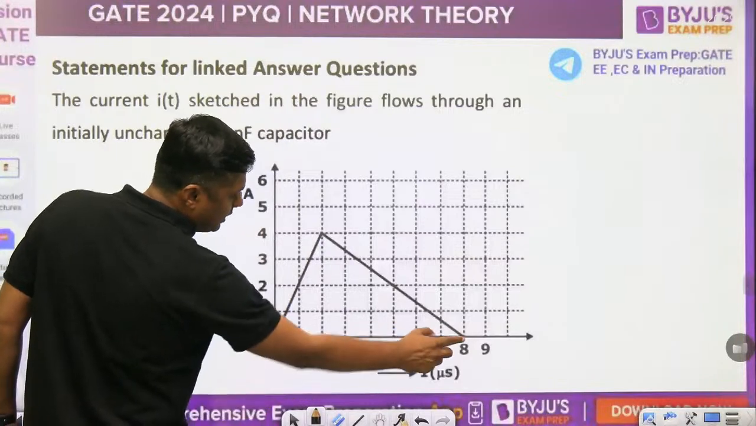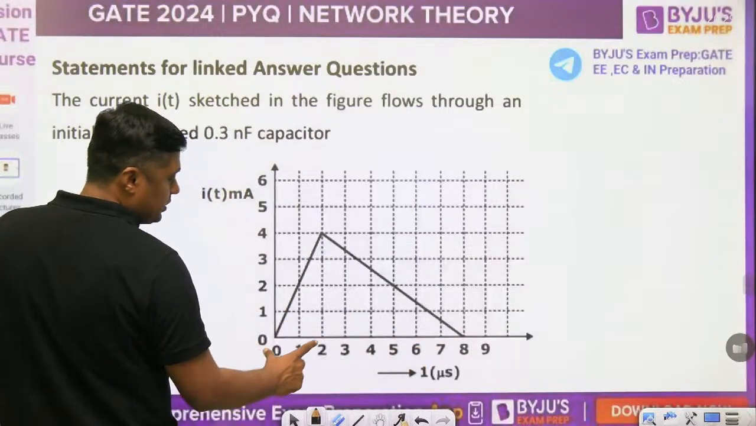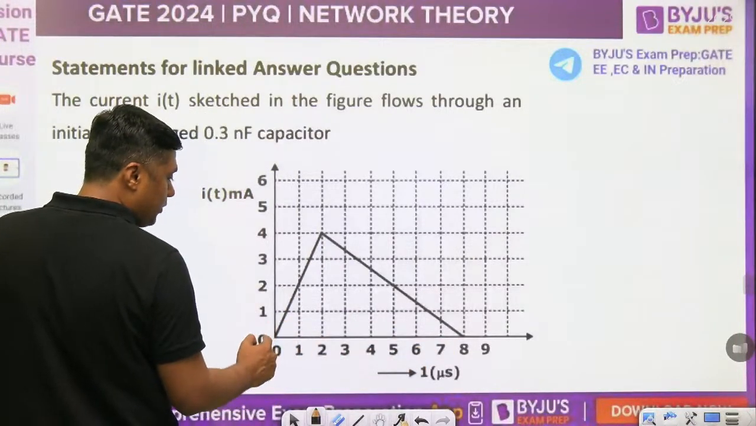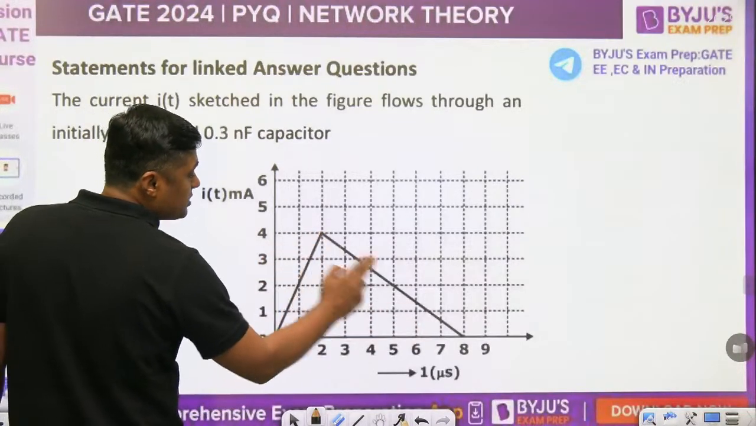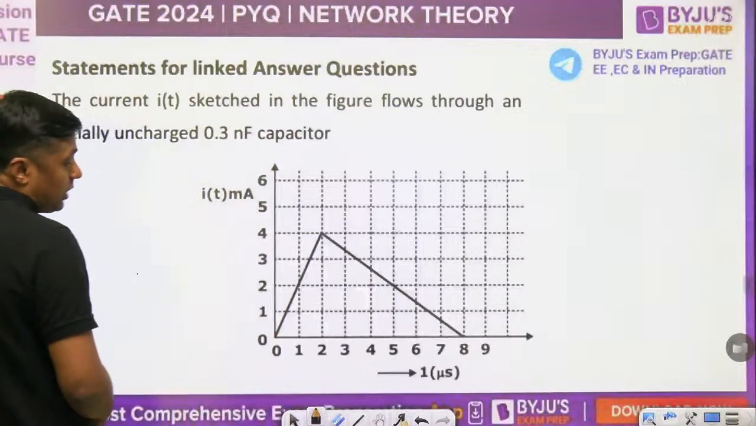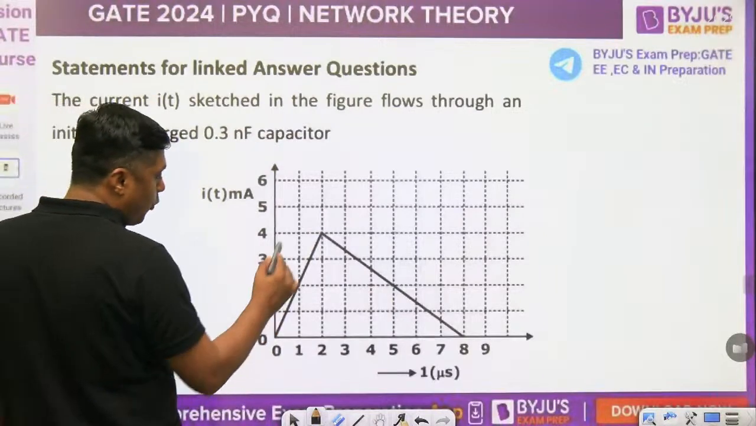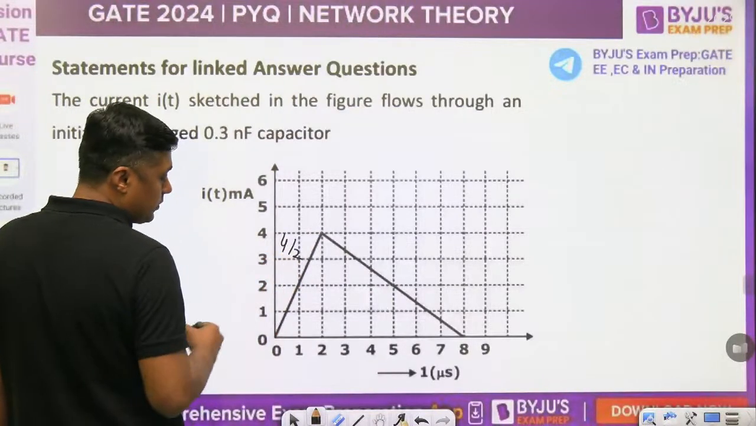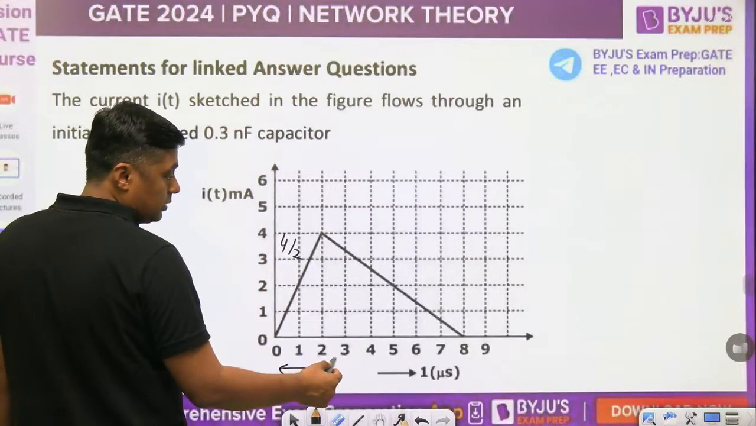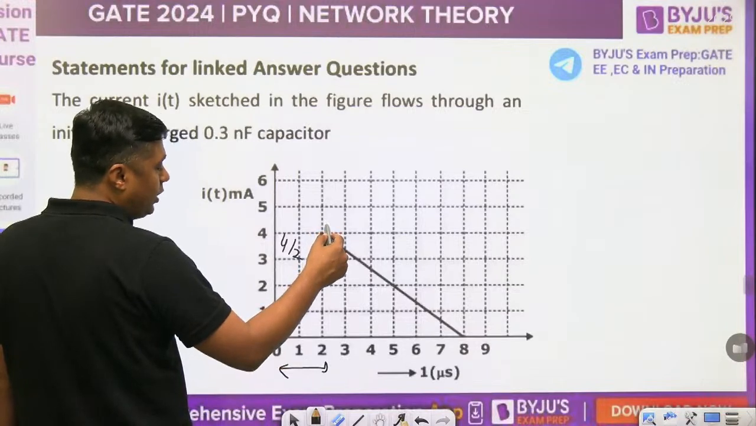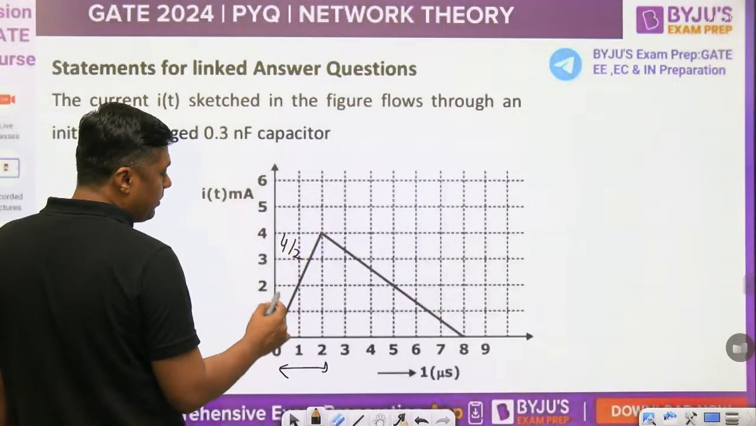From 2 to 8, this duration is 6 and the earlier duration is 2. Means in 2 steps it will increase by 4, and in the next 6 steps it will decrease by 4. So you can also find the slope. 4 by 2 is the slope of this portion, the change in value divided by the change in time. So in one step it will increase by 2.